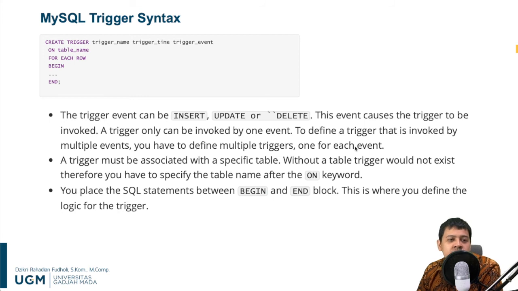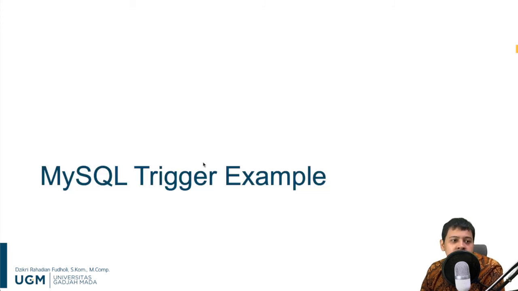Just as stated before, a trigger can only be invoked by one event, so we cannot use multiple trigger events. If we want to use multiple, we can just create multiple triggers. To define a trigger that is invoked by multiple events, you have to create multiple triggers. A trigger must be associated with a specific table. Without a table, a trigger would not exist. So the ON keyword is a must. You place the SQL statement between BEGIN and END. So that's the statement.